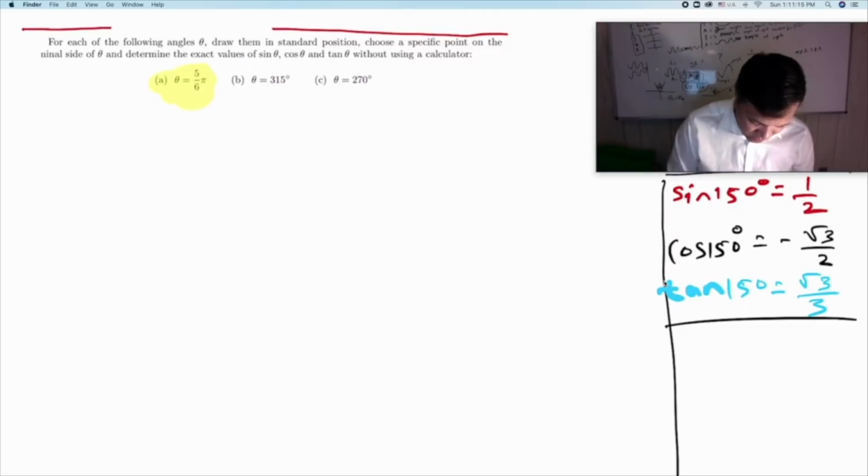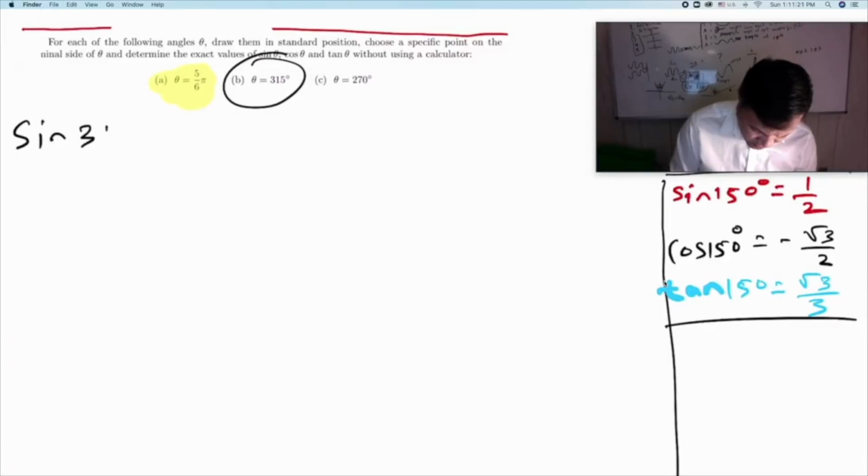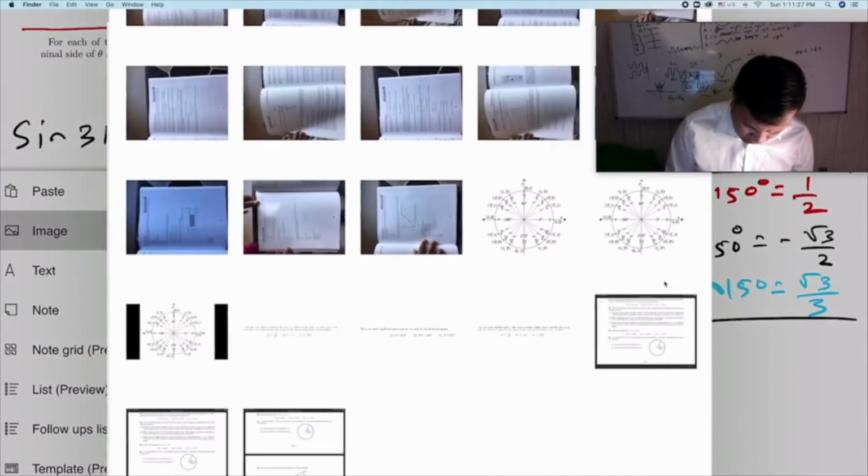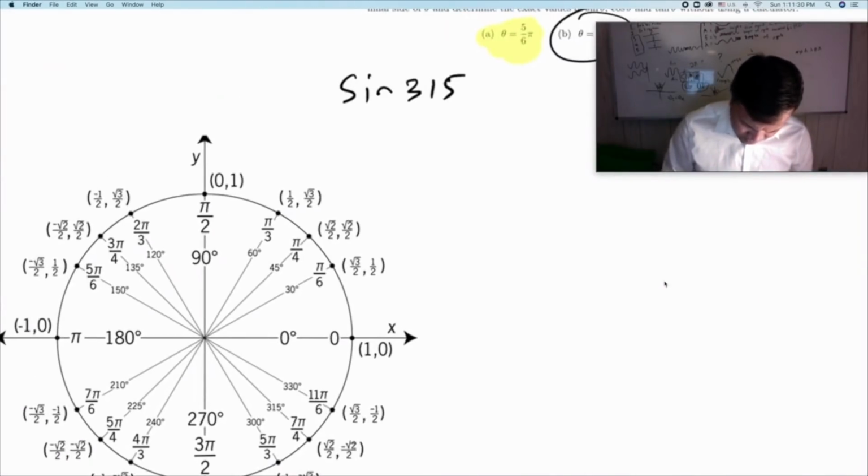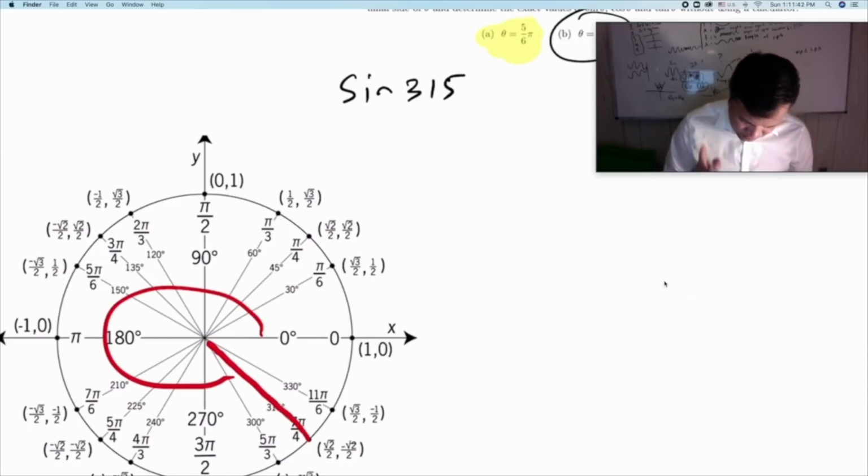Second one, let's see, this is the second one. First we're going to do sine 315. For the first time, I'm going to use the unit circle. This is my unit circle, and this is 315. If this is 315, then clockwise it is negative 45. Sine 315 is negative square root of 2 over 2.